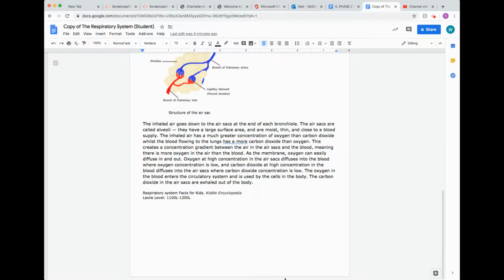This creates a concentration gradient between the air in the air sacs and the blood, meaning there's more oxygen in the air than the blood. Across the membrane, oxygen can easily diffuse in and out. Oxygen at high concentration in the air sacs diffuses into blood where oxygen concentration is low, and carbon dioxide at a high concentration in the blood diffuses into the air sacs where carbon dioxide concentration is low. The oxygen in the blood enters the circulatory system and is used by the cells in the body. The carbon dioxide in the air sacs is exhaled out of the body.